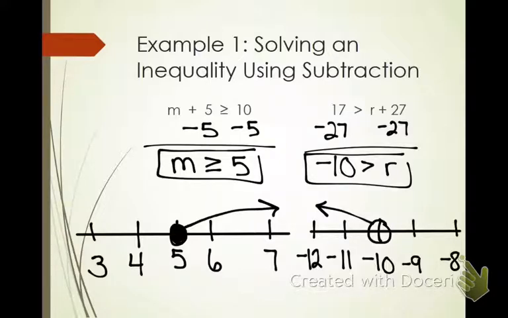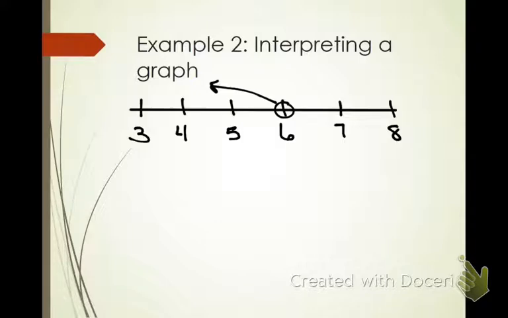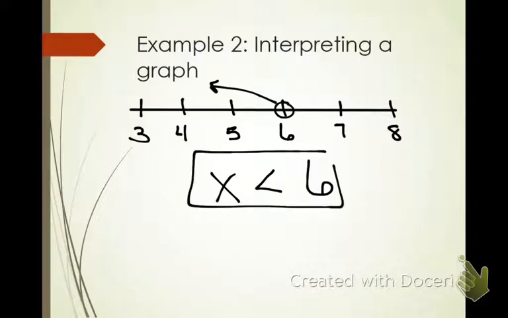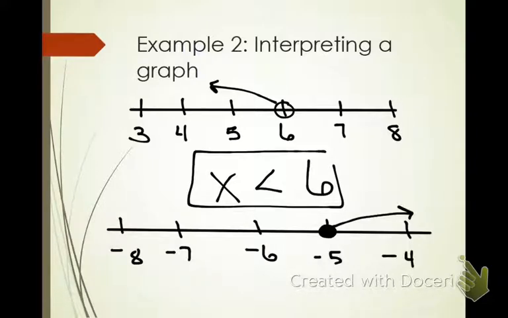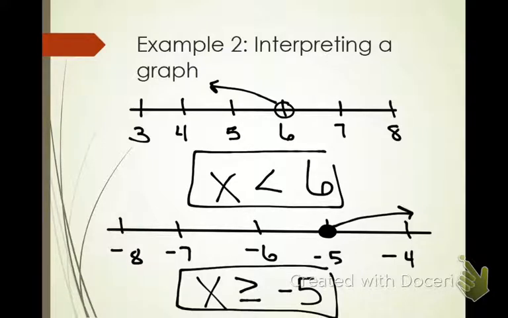All right, so then the next thing we did was we saw some graphs, and we needed to actually write the inequality that matched it. Because the point was plotted on the 6, I knew that 6 was part of my solution, and it was less than because of the arrow, and that was my final answer because the dot was open. On the next one, my point was plotted on the negative 5, and because it was a closed dot pointing right, I knew it was greater than or equal to.